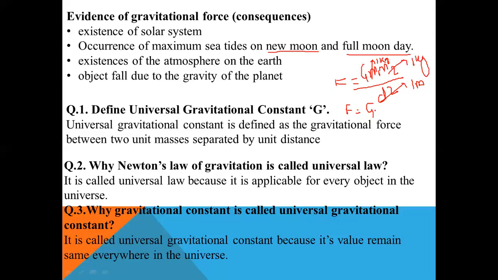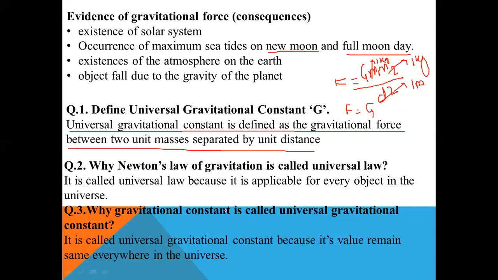Therefore, G can be defined in terms of F, but you have to keep the condition. Therefore, gravitational constant is defined as the force between two unit masses separated by unit distance. Okay, universal gravitational constant is defined as the force between two unit masses separated by unit distance.